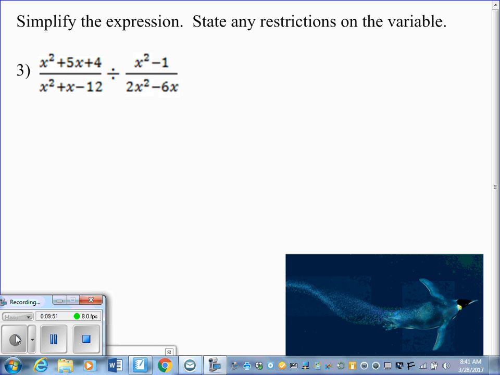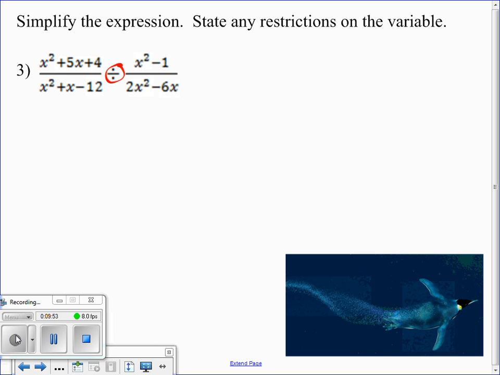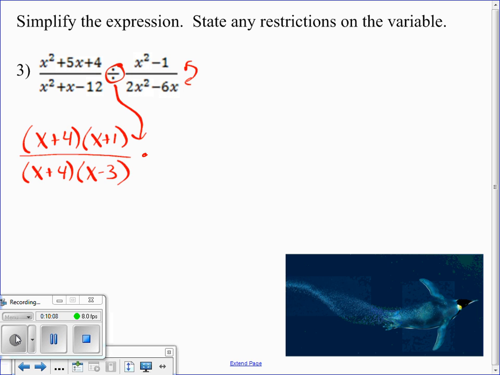All right, so I know I'm going to have to change this and flip this one, but I'm going to kind of factor as I rewrite. So factoring here, that becomes x plus 4 and x plus 1. The bottom will become x plus 4 and x minus 3. Change to multiply, and we're going to flip this one over.